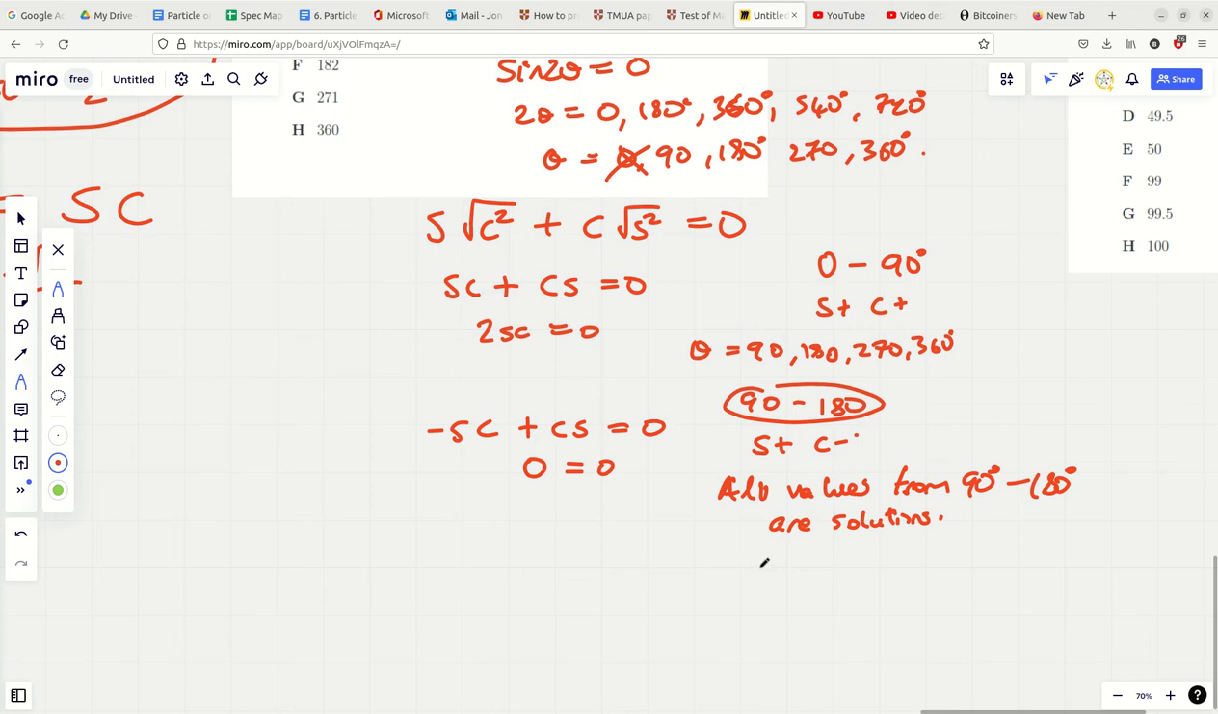So we get that, and if we run this logic all the way through 180 to 270, well, at that point S is negative and C is positive, yeah? And so what are we going to have? For the first one, that's just going to be SC, but for the second one, we're going to get minus CS equals 0, and that is obviously true all the way from 180 degrees to 270 degrees.